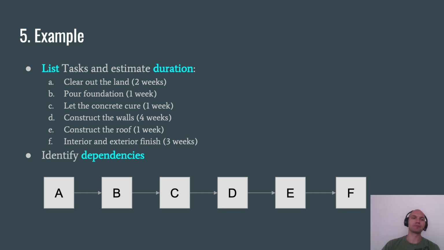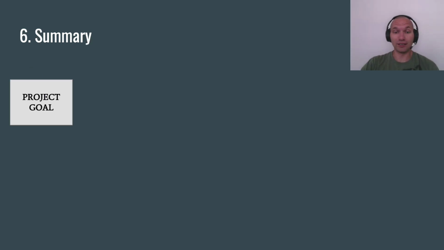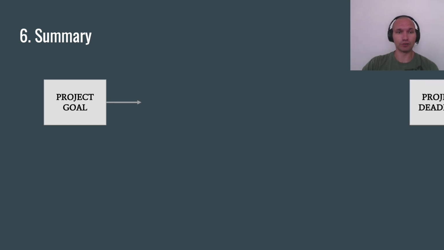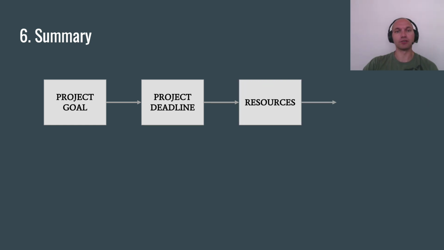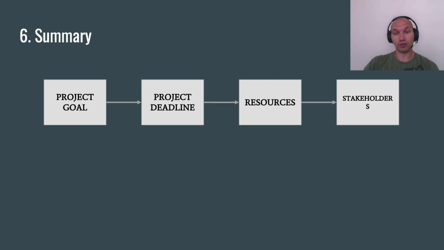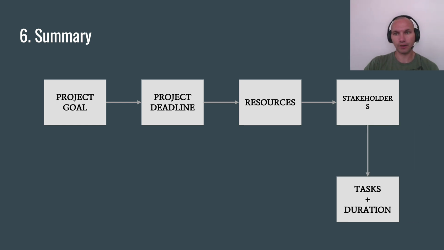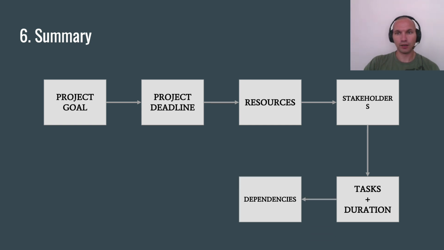So this is really it. This is what it takes to do any project really. You're going to identify a project goal, then you will set a deadline. You'll take a look at the resources that you will be working with. Then you'll figure out who the stakeholders are, and you'll go around talking to them. Then you'll understand what your tasks and durations are on this project. You will determine the dependencies. Task B can only start after task A is complete. Task C can only start after task B is complete, and so on.